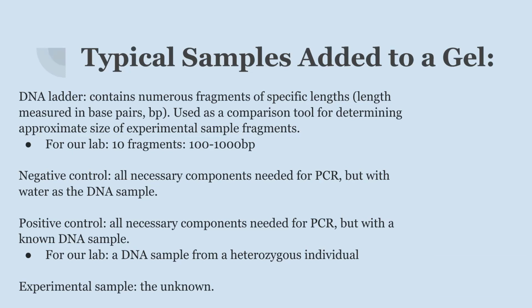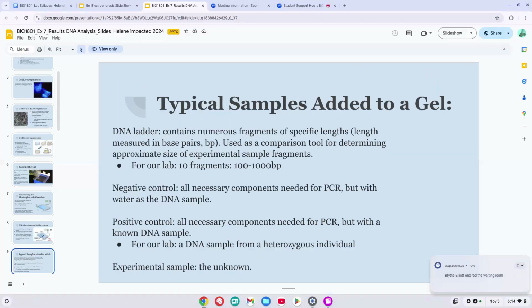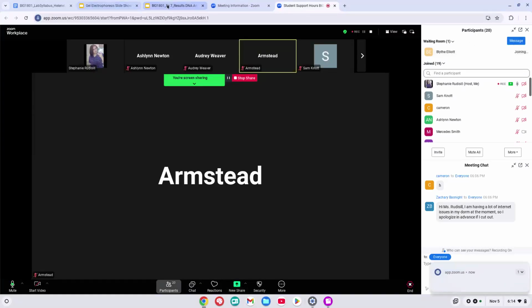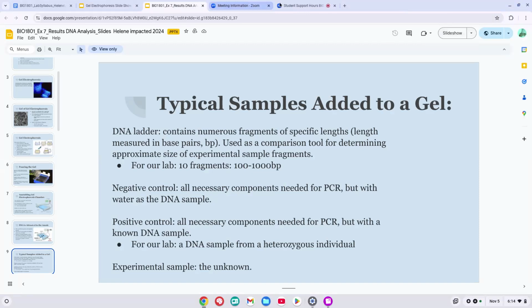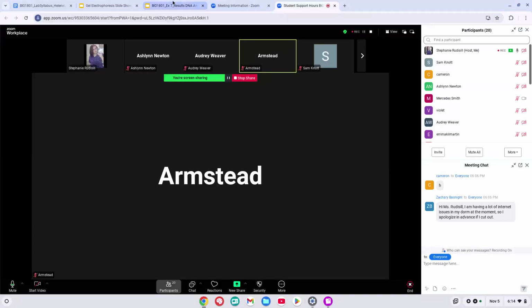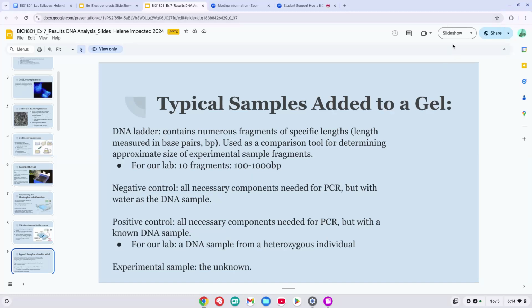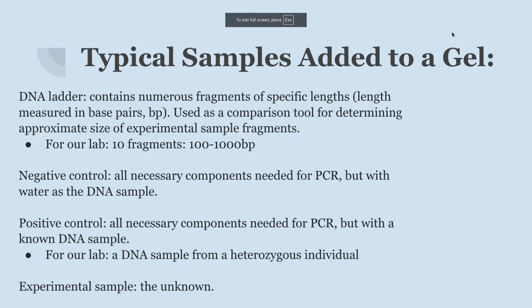Let's think about this for a moment. Why would we want all those necessary components for that gel added in, but without the DNA? Again, in the last couple of labs we've done and talked about, what is one of the largest confounding variables that can happen whenever you're working with DNA? Contamination. Yep, contamination. So what we're looking for is contamination.